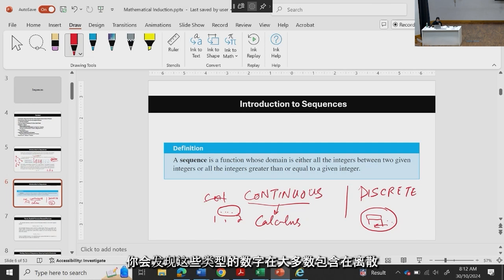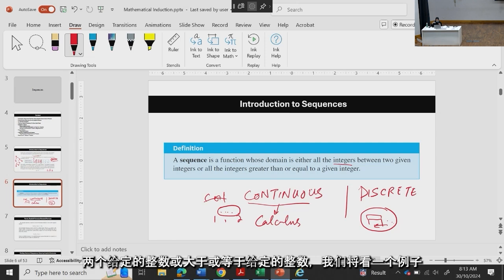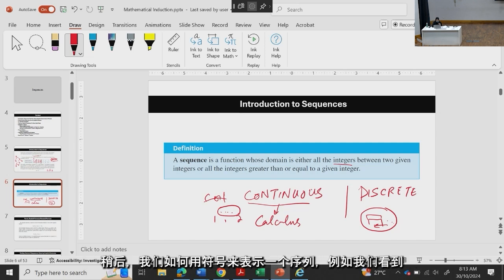So you will find this type of numbers in most of the topics that are included in your discrete structures, okay? So a sequence is a function whose domain is either all the integers that fall between two given integers or greater than or equal to a given integer. We will look at an example of that later.